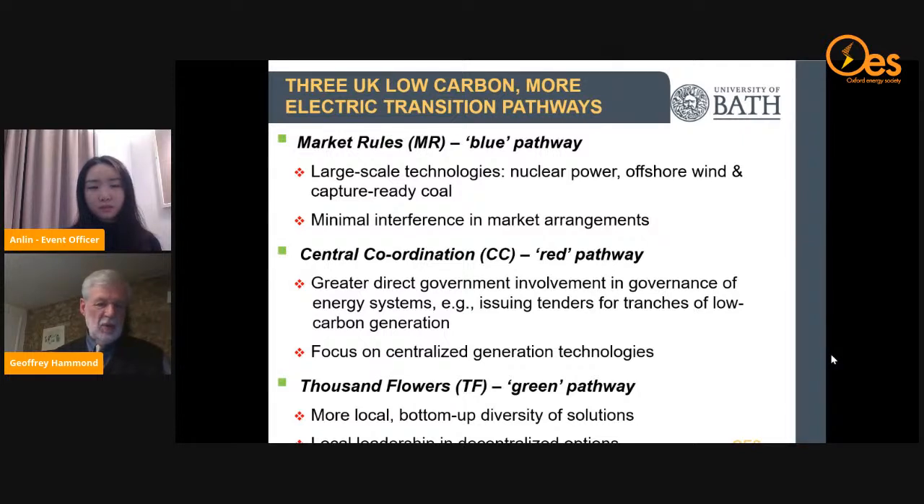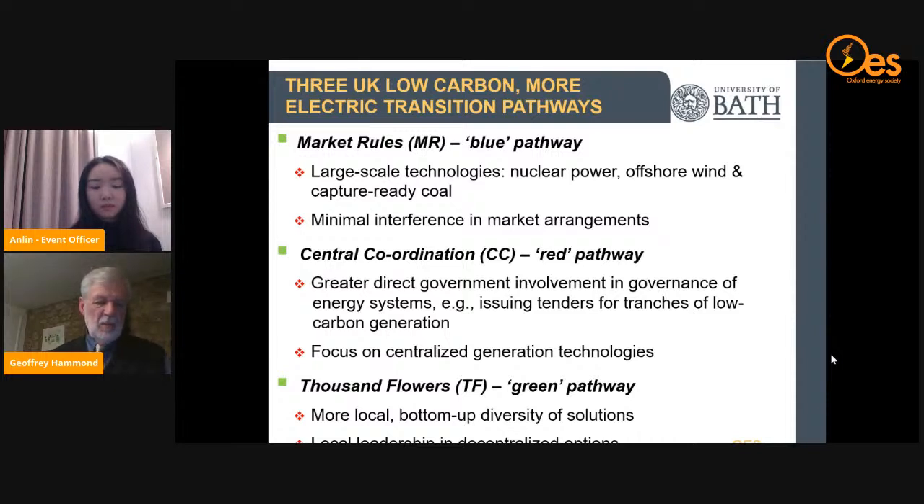One which we called market rules, which is, if you like, business as usual. One which is called central coordination, where you've got greater intervention by the government. And one which we called 1,000 flowers, which comes from the Chinese idea of let 1,000 flowers spring. Subsequent to the end of the project, the CEO of an energy company described market rules as being the blue pathway, central coordination as being the red pathway, and Thousand Flowers as being a green pathway. I don't know whether that accurately reflects what they are.